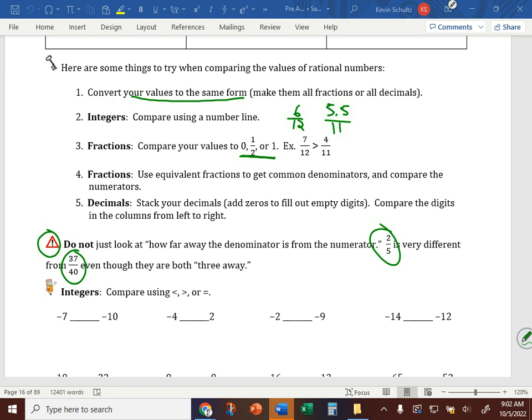2 out of 5 on a test, that's going in the bottom of the locker. Hopefully never be seen again, right? 37 to 40, hey, that's going on the fridge at home. Okay? So you cannot just look at how far away the numerator is from the denominator. It is not a reliable method to compare fraction values. Okay? If anyone told you it was, liar, liar, pants on fire. Right? Do not listen to that person ever again. No. Okay. All right, let's start with integers.